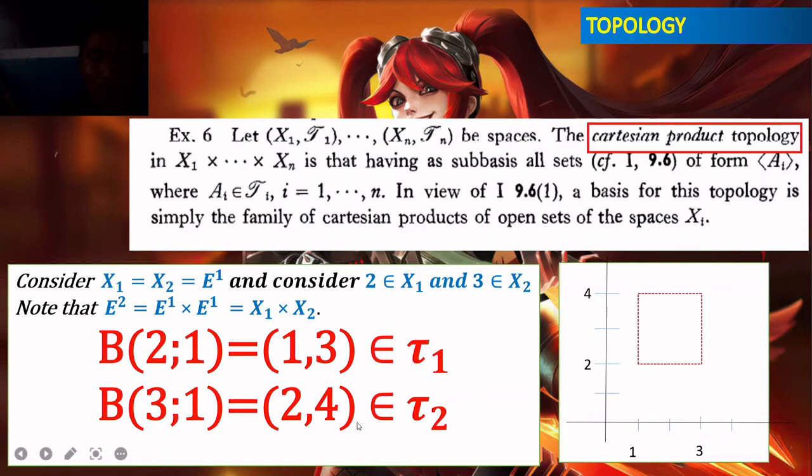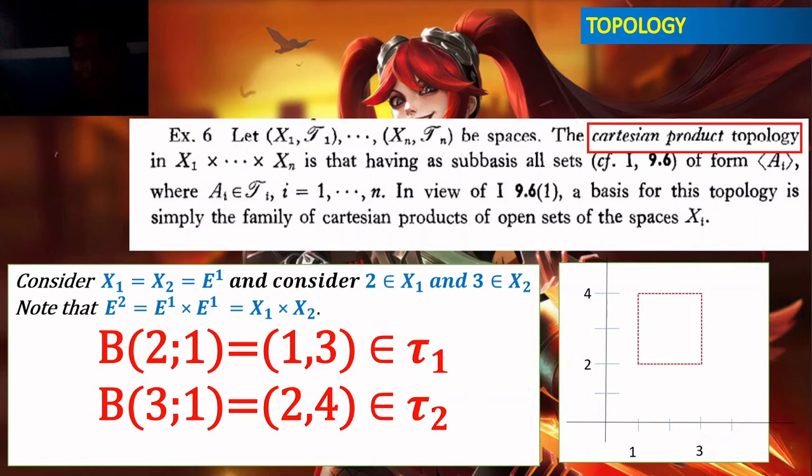Okay, now our X1 we call x, and then X2 we call y. When plotting the points, since these are elements of tau 1 and elements of tau 2, what should be formed are open squares or open rectangles. Unlike the open circles earlier, now they are open rectangles.